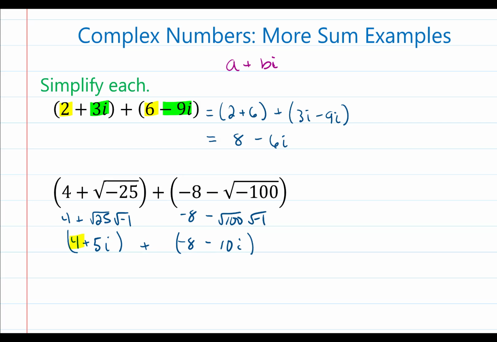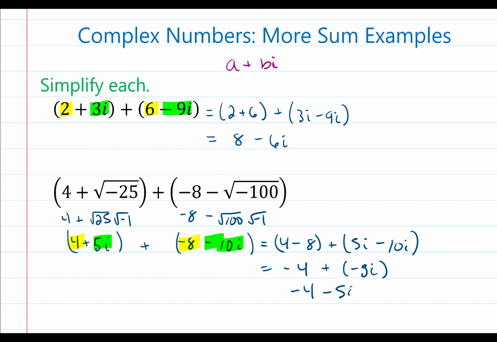So one more time, the real parts are 4 and negative 8. So I'm going to rewrite this as 4 plus a negative 8, or rather, 4 minus 8. Now I'm going to identify the imaginary parts, and so we have 5i and negative 10i. Again, don't forget the negative. So now I'm going to rewrite this as 5i minus, rather than plus a negative, 10i. Now we're going to combine those like terms, and so we get negative 4 plus a negative 5i, which could be rewritten as negative 4 minus 5i.